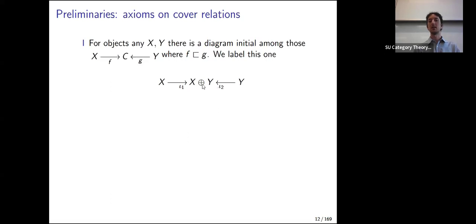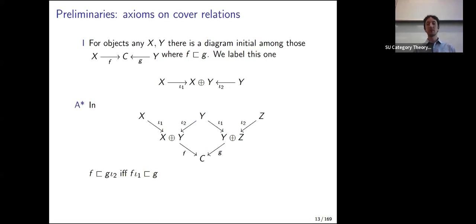Okay, and we label this initial diagram as follows. The C we take to be x plus y, and our two morphisms we take to be inclusions. Then we also require this a-star axiom. Here, if we have any diagram of the following form, then the right leg of this diagram covers F if and only if G covers the left leg of this diagram. And it turns out that this corresponds to an associativity condition. So we're going to get some monoidal structures out of this in a bit.